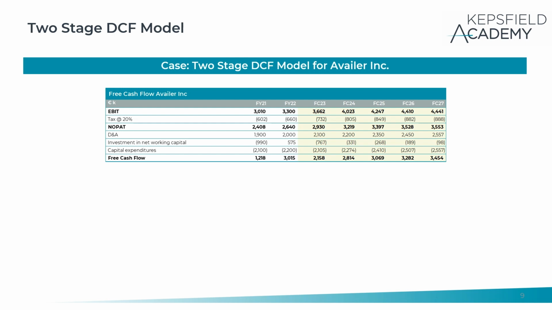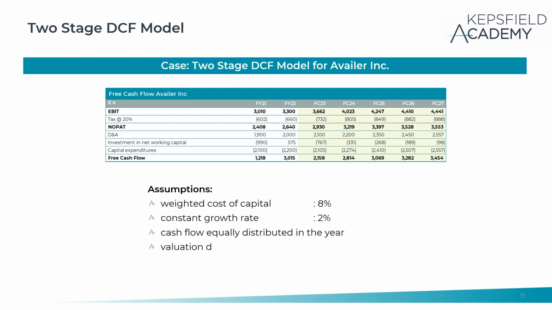Valer's cost of capital is 8%. The cost of capital is calculated as the weighted average between the company's cost of debt and equity. The growth rate used in the terminal value calculation is 2%, in line with the expected long-term inflation. The company's cash flows are equally distributed within the financial year. You are valuing the company per January 1st, 2023. Given the cash flow distribution and the valuation date, mid-year discounting is most accurate.